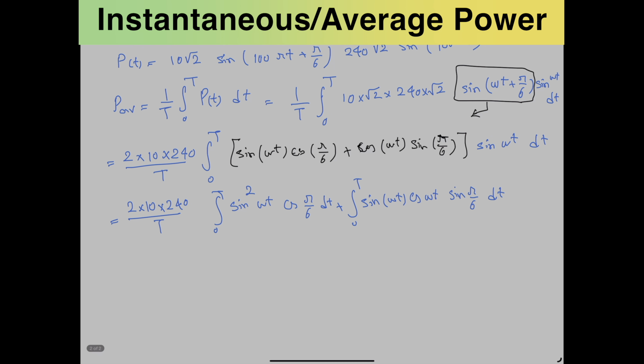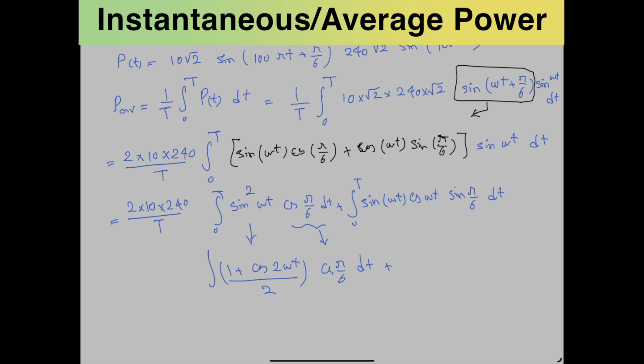Now you can see that instead of writing sine squared, we can simply rewrite that as 1 plus cos 2 omega t divided by 2. And this cos pi over 6 is going to be kept as follows. We will then calculate the integration across this plus.